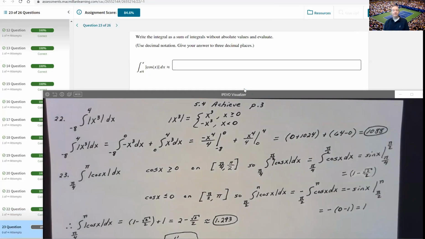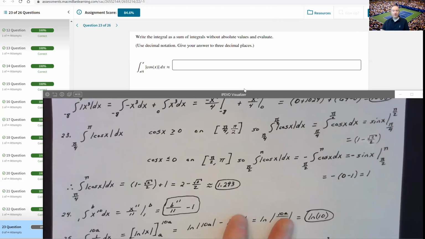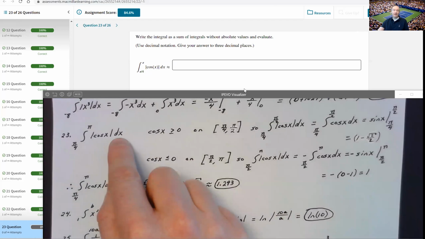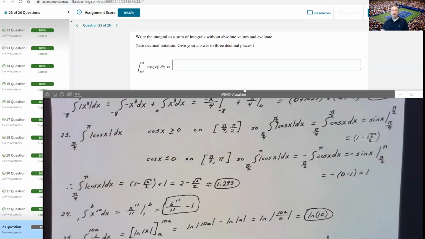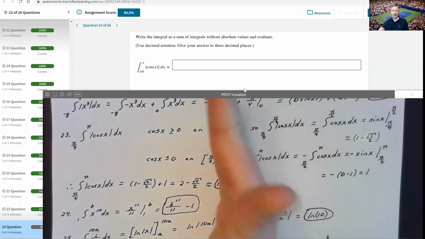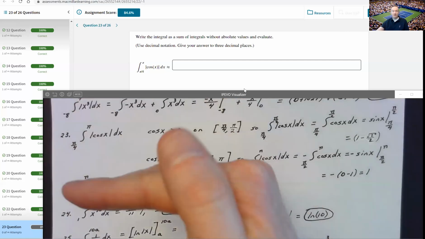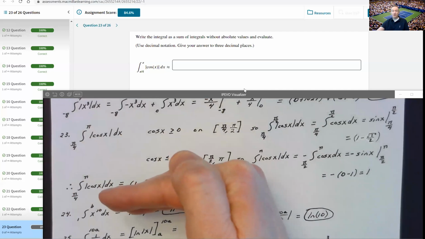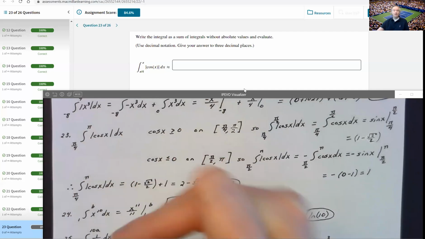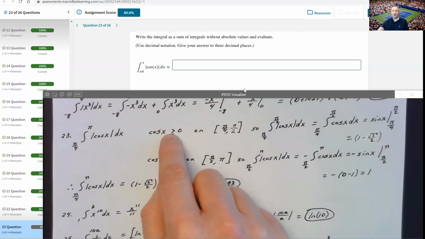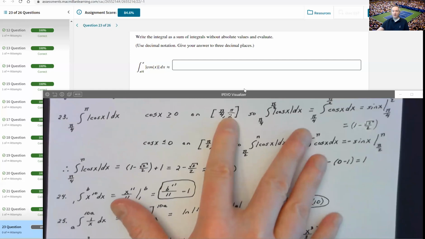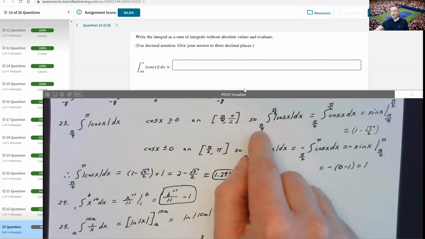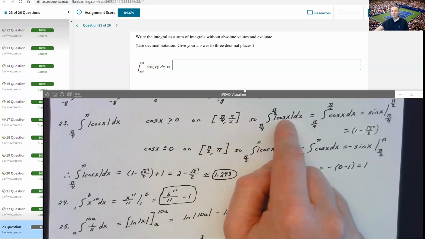For 23, again, absolute value function. So for this one, what I did is I thought about it, and I can say, well, the cosine of x, I know is positive everywhere in your unit circle from 0 to pi over 2. From pi over 2 to pi, it goes from 0 to -1. So I said the cosine of x is greater than or equal to 0 from pi over 4 to pi over 2. And then that tells me that that absolute value, I can just ignore it in that region.